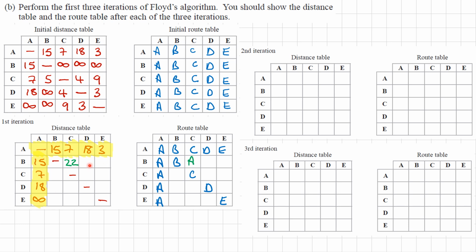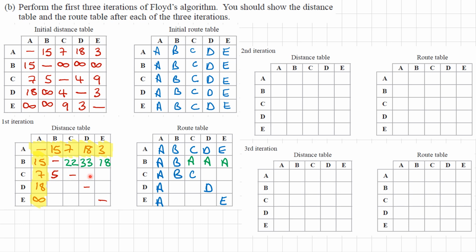Next value, 15 plus 18 is 33. 33 is less than infinity, so change the value, change the letter. Last one, 15 plus 3 is 18. 18 is less than infinity, so change the value, change the letter. Moving on to the C row, 7 plus 15 is 22. 22 is greater than 5, so no change to the value, no change to the letter.